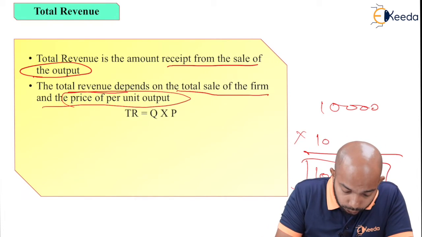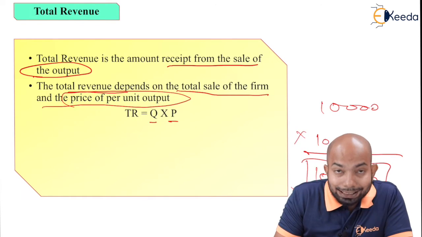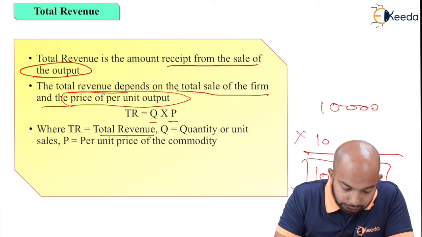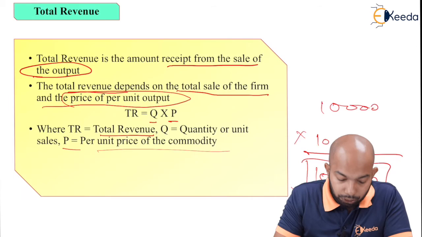Now, total revenue is equal to quantity into price. That's the formula, where TR is the total revenue, Q is the quantity of sale, or rather unit of sale, P is the price of commodity per unit.